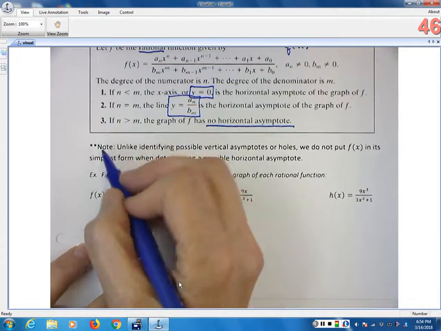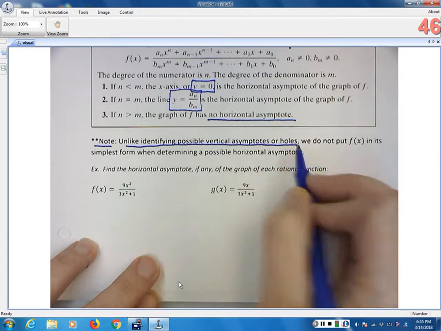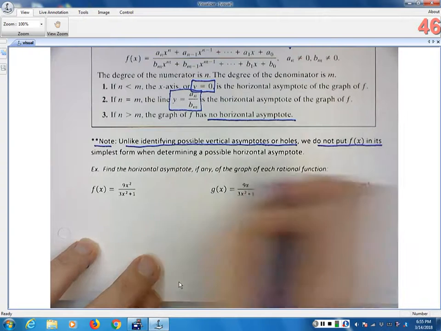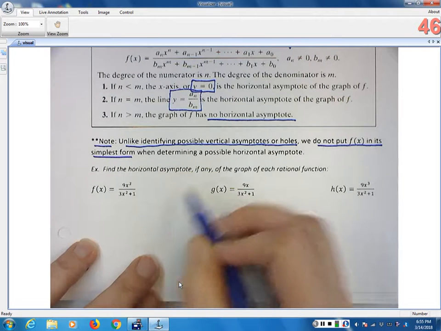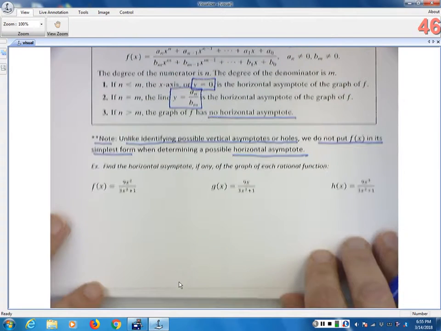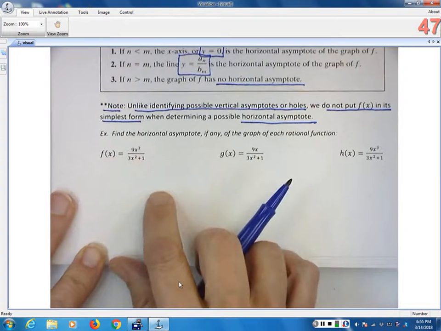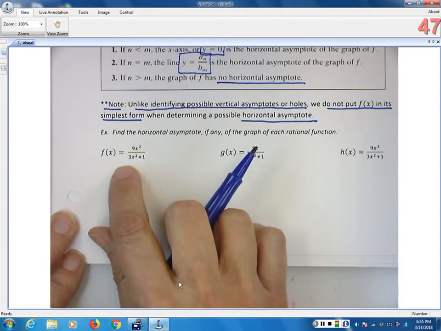So here's a note. Unlike identifying possible vertical asymptotes or holes, we do not put f of x in the simplest form when determining horizontal asymptotes. So we do not need to factor, and we do not need to cancel. In fact, if we factor and cancel, we may not get the right horizontal asymptote.